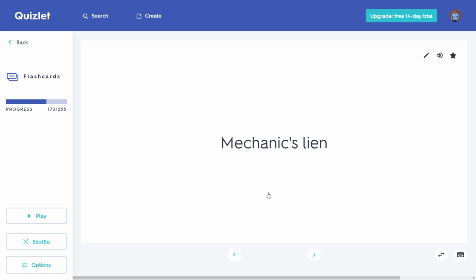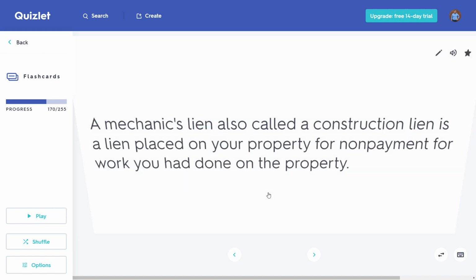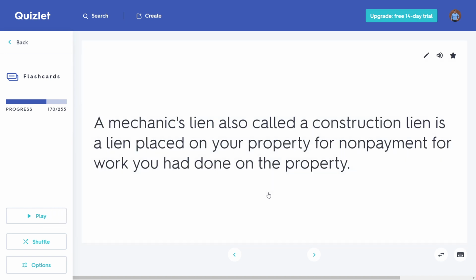Okay, so if you guys remember when we were talking about liens, they are financial claims on property. So let's take a look at what a mechanics lien is. Well, a mechanics lien, also called a construction lien, is a lien placed on property for non-payment of work that you may have had done to your property.